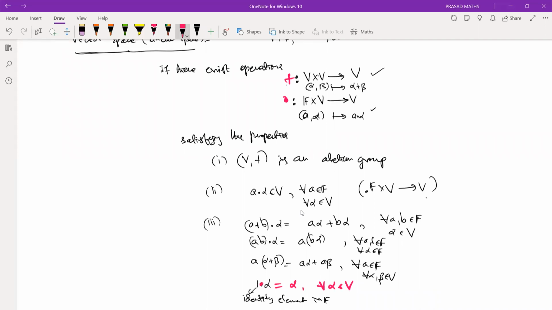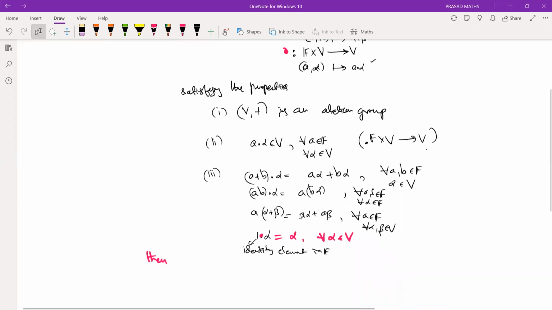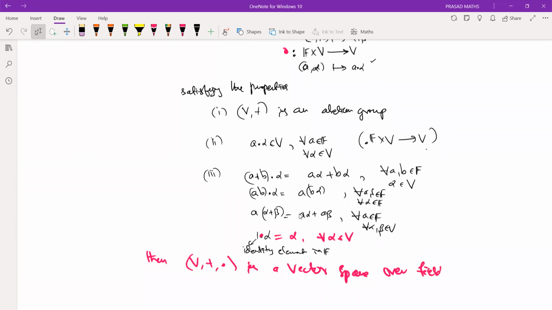If there exist two operations such that with respect to the first operation V is an abelian group, and with respect to the second operation is a function, and the third one holds, so satisfying the four properties, then one can say that V with respect to addition and multiplication is nothing but a vector space for a field F. Simply one can write: V is a vector space for a field F.